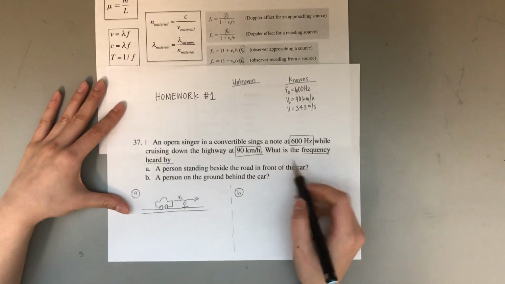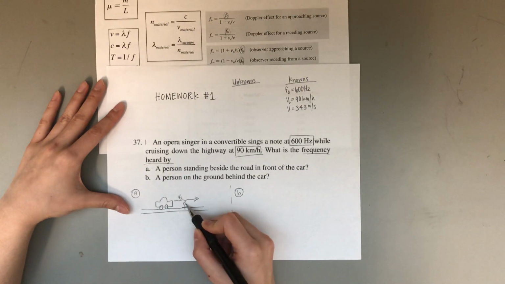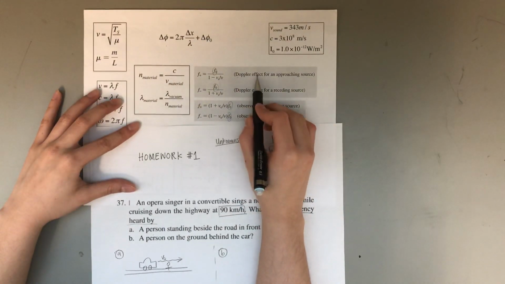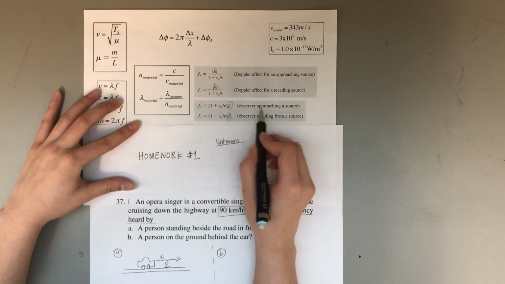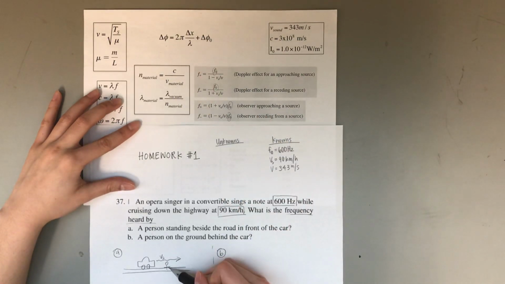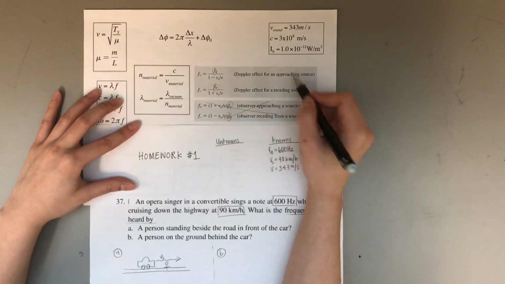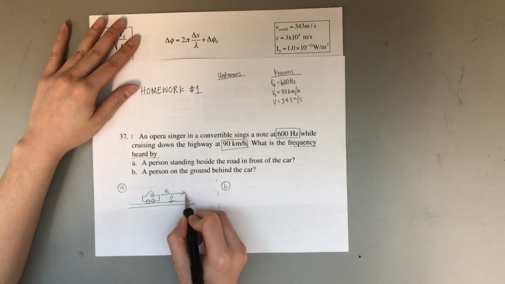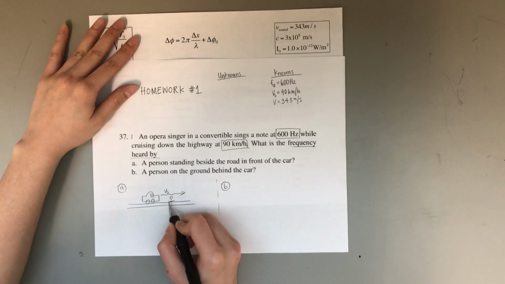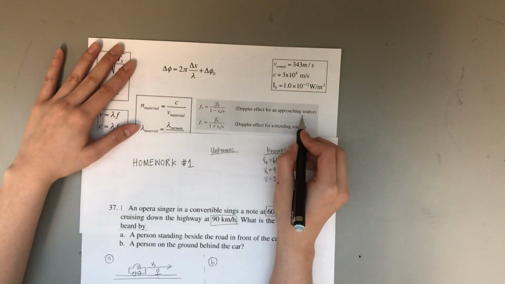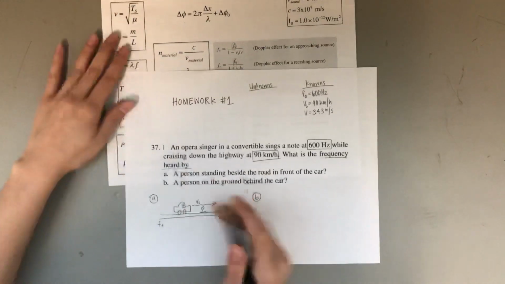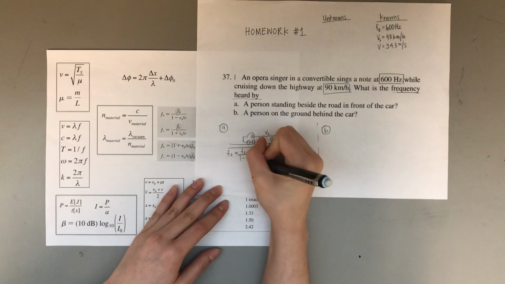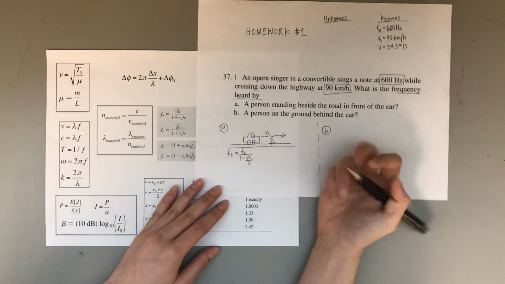The car is the source. Because the person is standing still and you want to know the frequency the person hears, you're going to use the Doppler effect for an approaching source. You don't want to use observer approaching the source because the observer is not moving. So you do not want to use these 2 equations, and you pick one of these 2. Because the source is moving toward the observer, you'd use the approaching source formula, which is f plus equals f naught over 1 minus Vs over V.